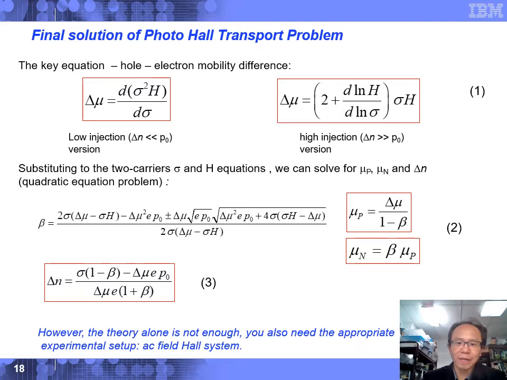And furthermore, this new information gives you the third piece of information that allows you to solve the three unknowns. First, you have to solve for beta, which is the ratio of electron over hole mobility, given as a long equation over here. This is essentially just the solution of a quadratic equation. And given the beta, then you can solve for hole mobility, electron mobility, and finally photocarrier density. And you can repeat this at different light intensity.